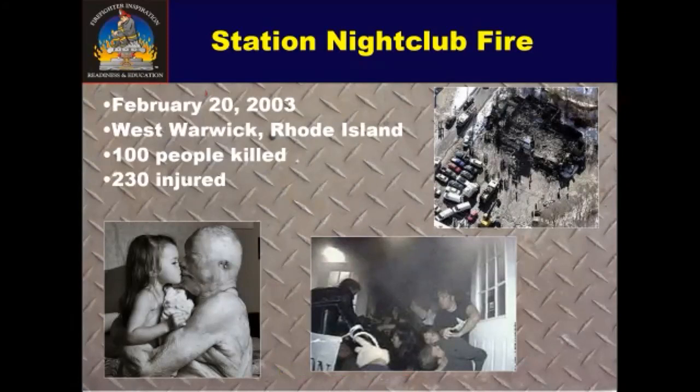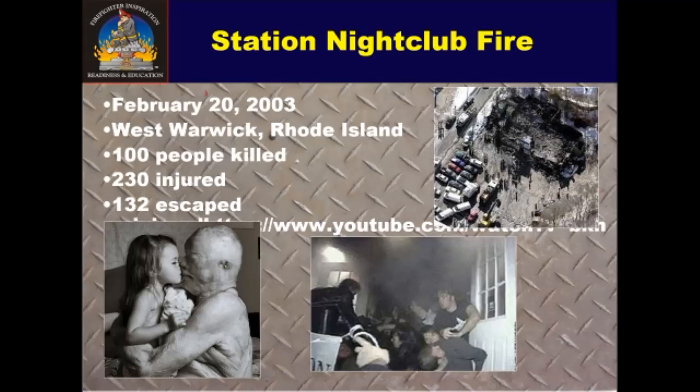Another 230 were injured, and another 132 escaped without injury. So that's 462 people in that tiny little nightclub that you see there. So if you think that these nightclubs and places are going to be adhering to their fire prevention and fire code, they're not. This place was not sprinklered, even though it was supposed to be, and it was way overpacked.